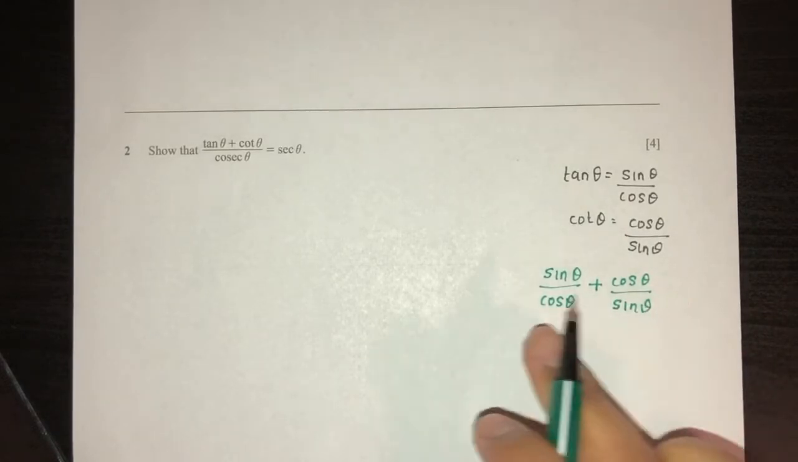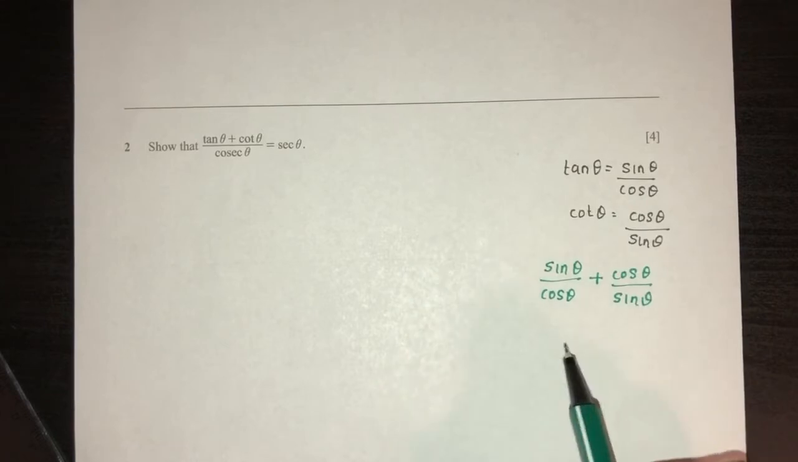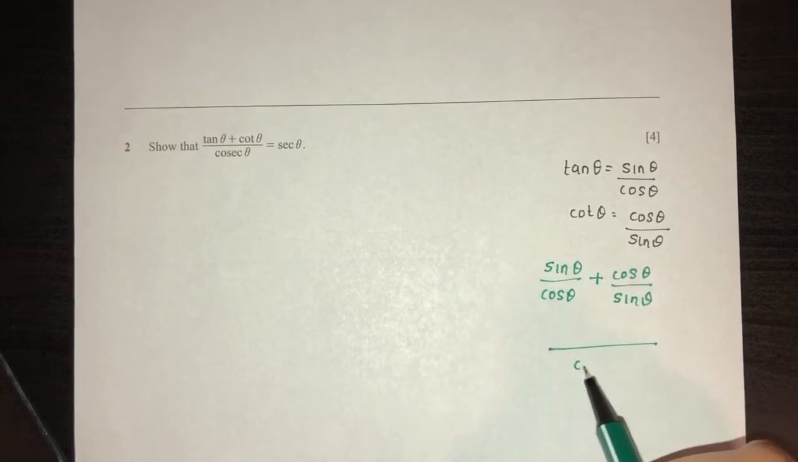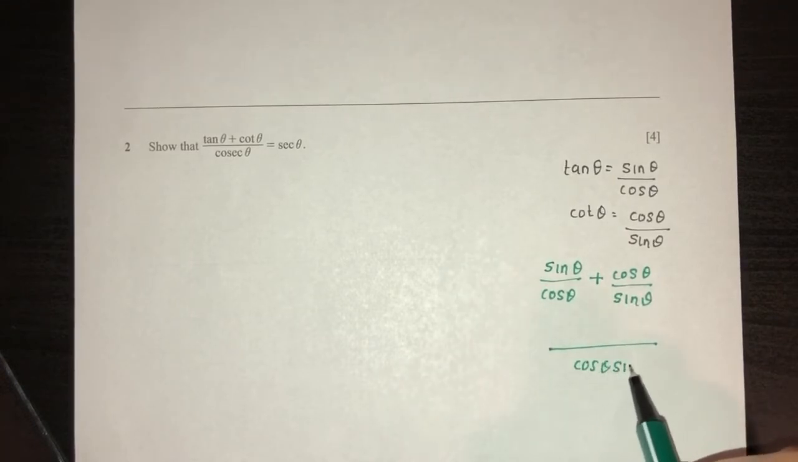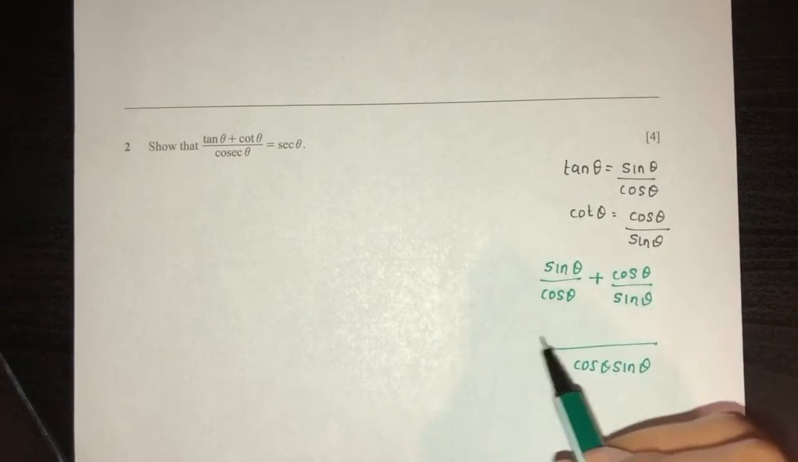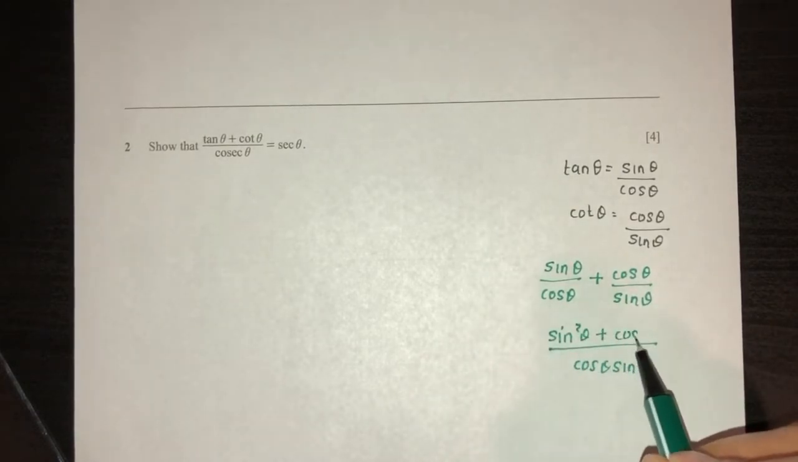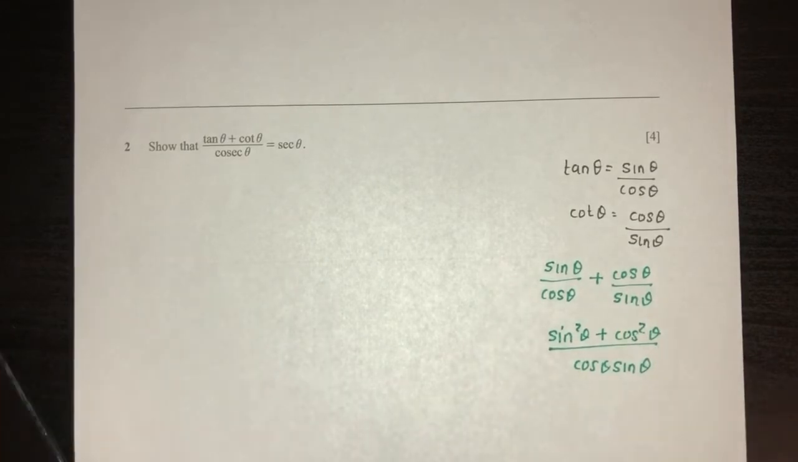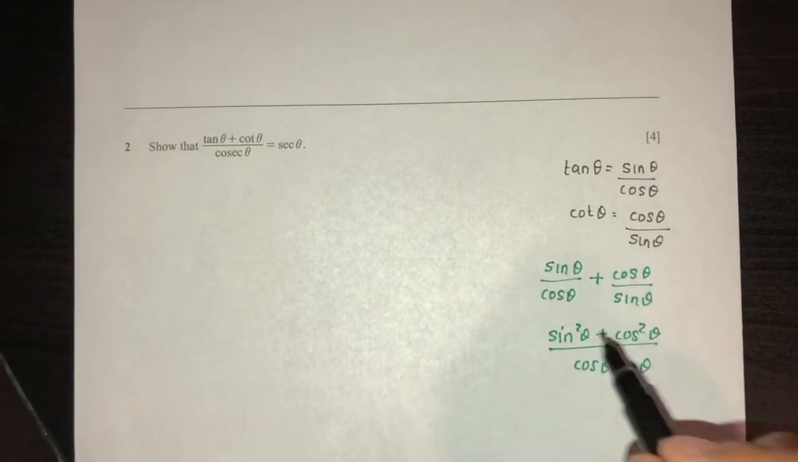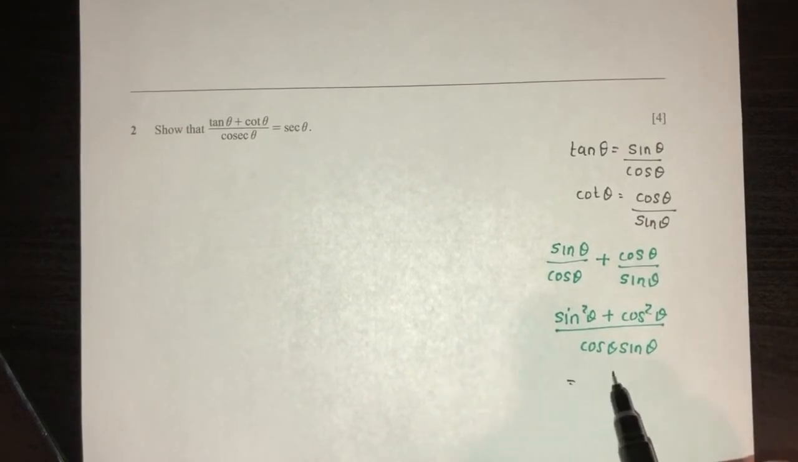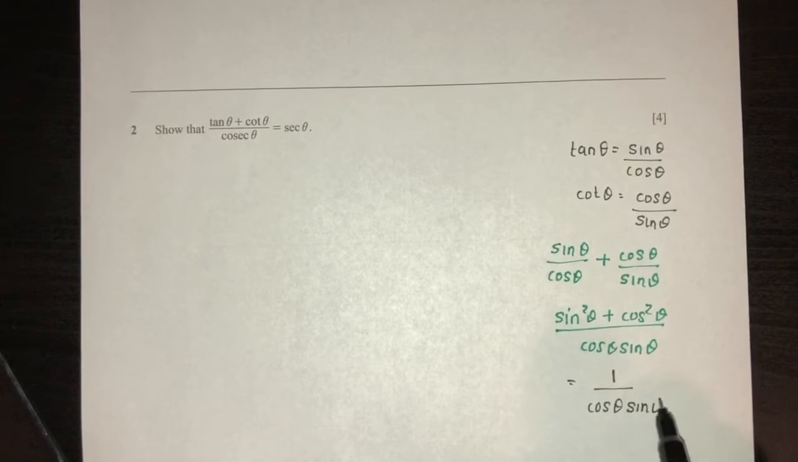Now because we have different denominators, we have to make them the same, so we find the LCM. In this case, we can just multiply them by each other. It will become cos theta and sine theta. Then we cross multiply, that will become sine squared theta plus cos squared theta. As you can see, this becomes 1, so that is 1 over cos theta sine theta.